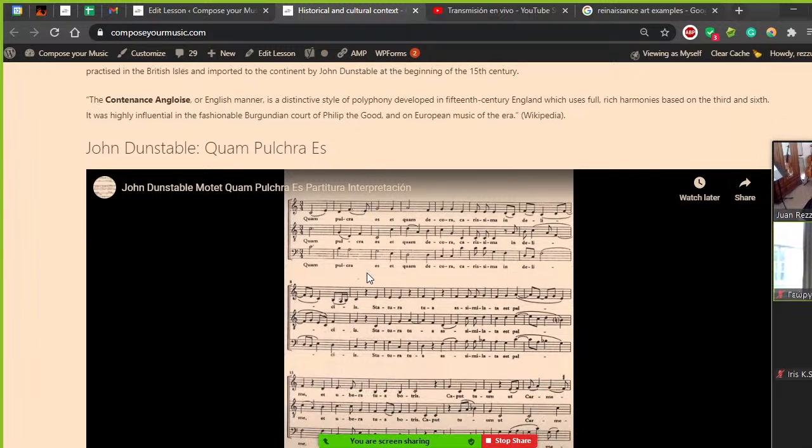So the Contenance Angloise, or English manner, is a distinctive style of polyphony developed in 15th century England, which uses full, rich harmonies based on the third and the sixth. It was highly influential in the fashionable Burgundian court of Philip the Good, and on European music of the era. Yeah, just a little copied from Wikipedia.